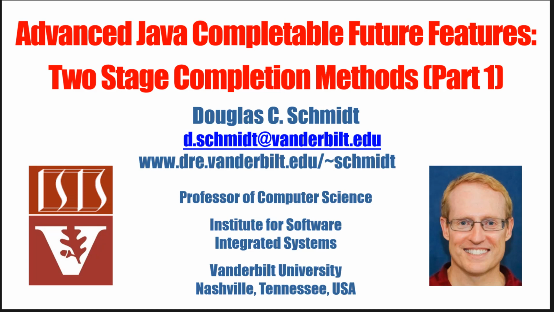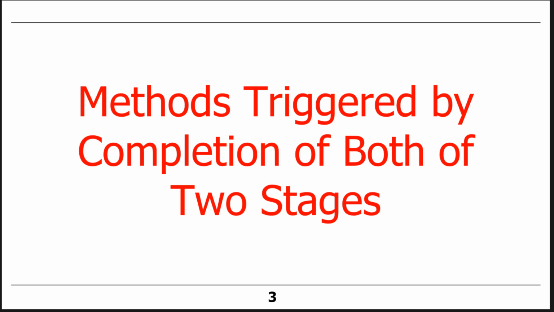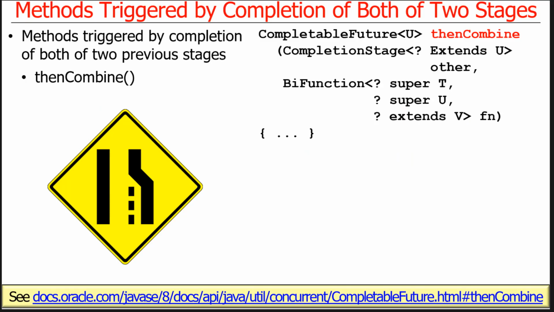What we're going to talk about now is the two-stage completion methods, and we'll start with the one that does the AND variant. That's a situation where a completion stage dependent action is triggered when both of two previous stages complete. So you can think of that as kind of merging. We're going to talk about the thenCombine method. There's a couple other ones, but they're all sort of variants of the same idea.